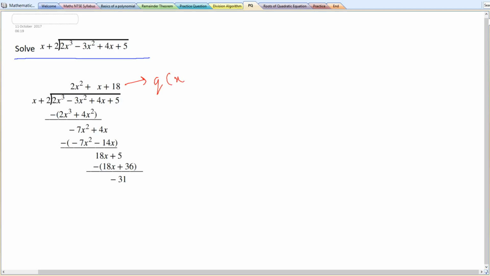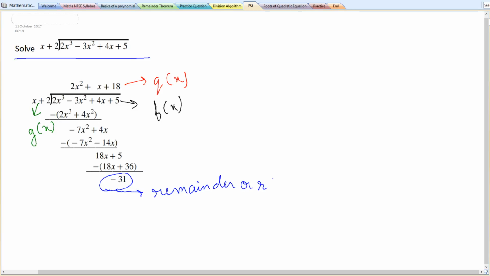This is our quotient here, right? This is our fx, that is our polynomial to be divided. This is the gx, our divisor, and this right here is our remainder or rx.